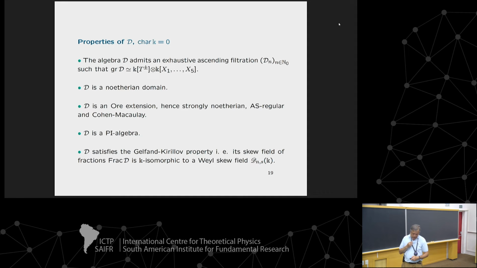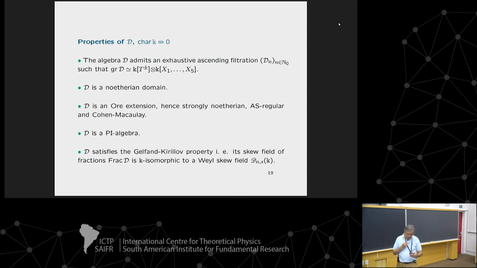Some properties of D, assuming that the characteristic is 0. First of all, this algebra D admits an exhaustive ascending filtration D_n, and the associated graded algebra is a tensor product of the Laurent polynomial ring in one variable with a polynomial ring in 5 variables. From there, it follows at once that D is a Noetherian domain. It can also be shown, looking at the relations, that D is an Ore extension, an iterated Ore extension.